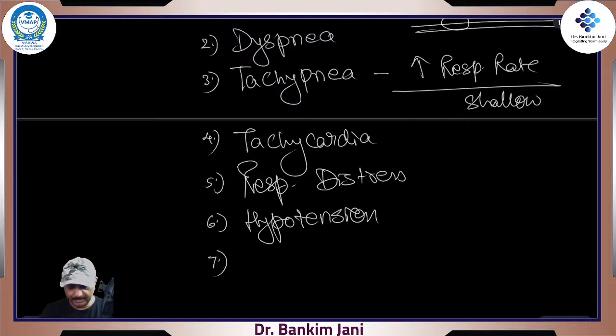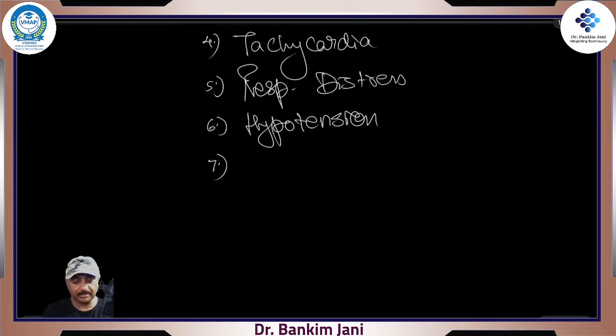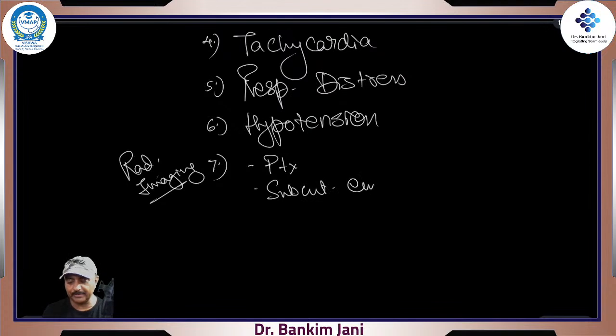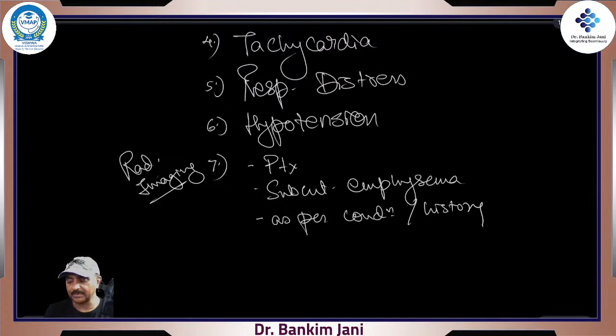And then on X-ray, on radiological imaging, you'll find the signs of pneumothorax, and you'll find subcutaneous emphysema. If there is any history of injury, then definitely watch for flail chest, etc. As per the condition or the past history, when the patient tells you, okay, I was having tuberculosis, or you ask whether he's a smoker, etc., you get the hint of what you are dealing with.